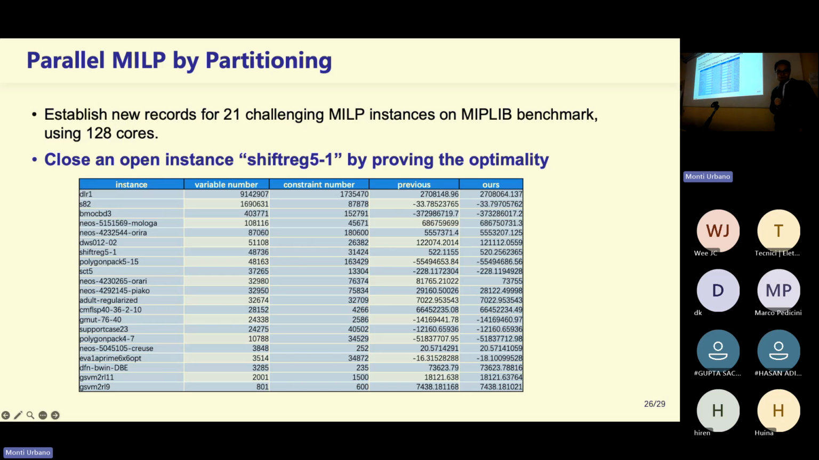So finally, we established new records for 21 challenging MILP instances on the MIPLIB benchmark. This benchmark is a standard benchmark in MILP solving, and for solvers like Gurobi or SCIP or OR-Tools, whenever we design a new solver, we will test on the benchmark to see whether we can establish new results, new upper bounds. And also we closed an open instance to optimality.